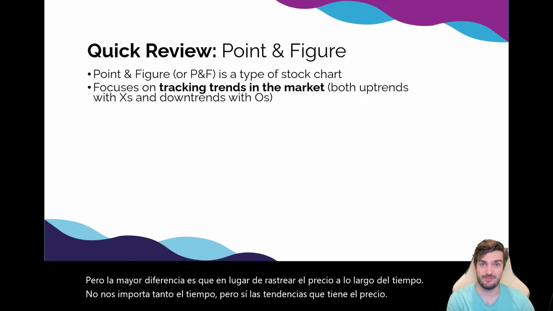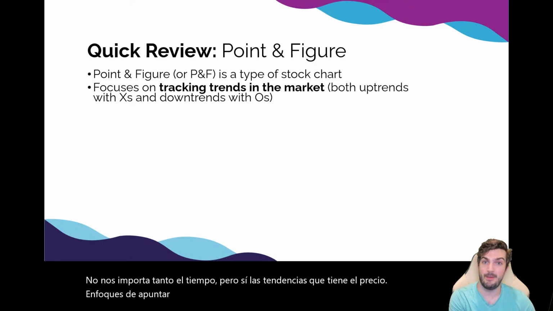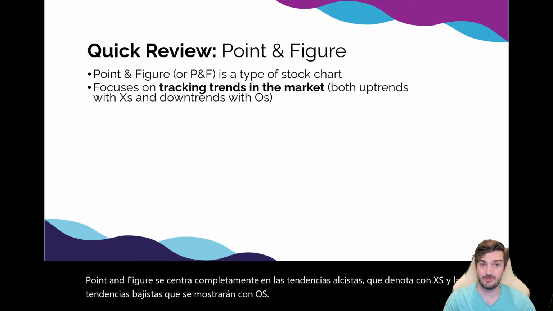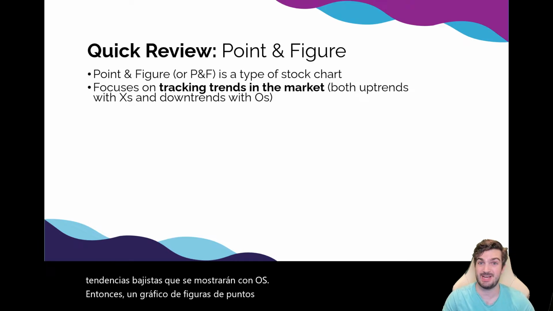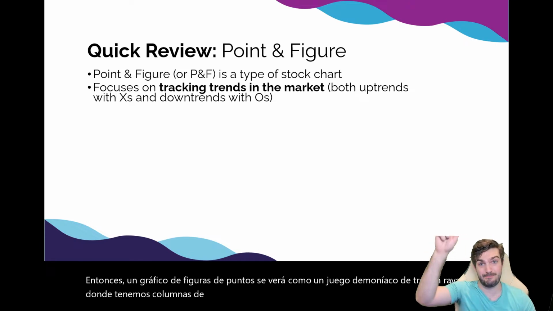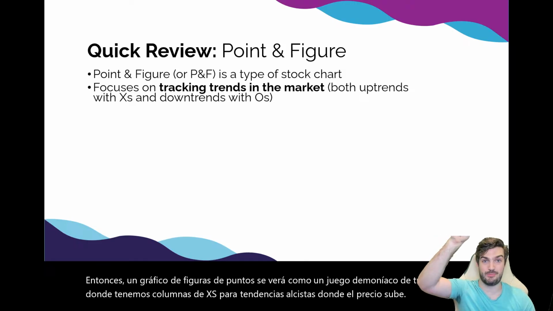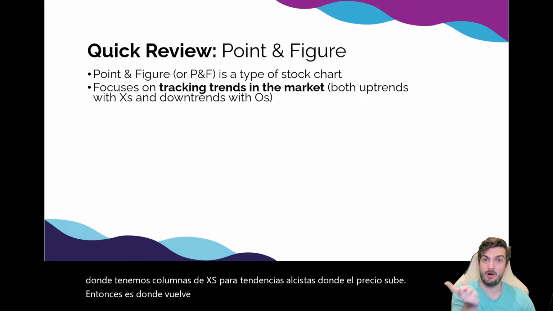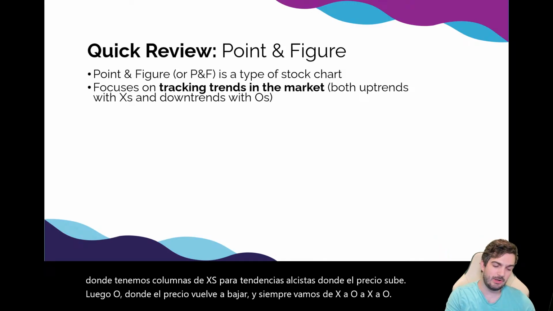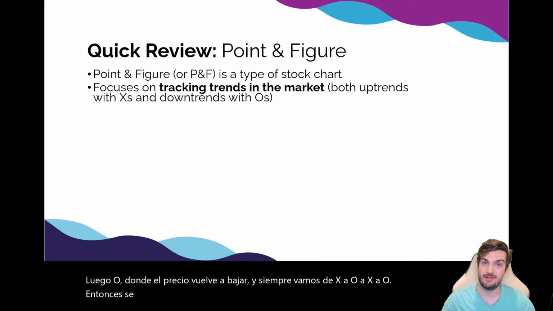Point and figure focuses entirely on uptrends, which it denotes with X's, and downtrends, which will be shown with O's. So a point and figure chart will look like a demonic game of tic-tac-toe, where we have columns of X's for uptrends, where the price goes up, then O's, where the price goes back down. And we're always going from X's to O's to X's to O's. So it will look like this big snake that is making its way around the stock's price.